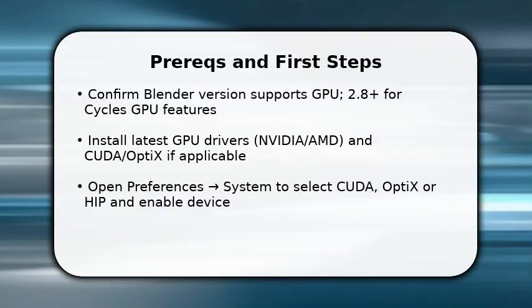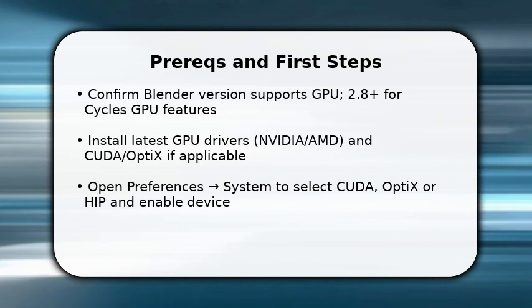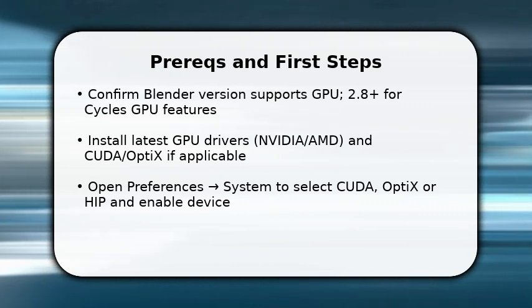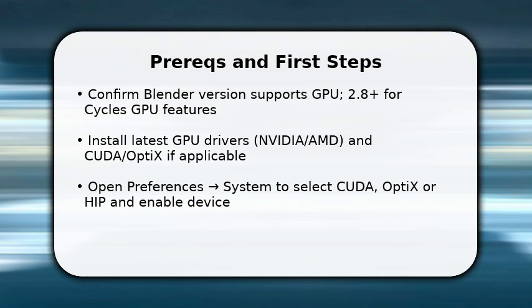You need working drivers and a supported Blender build. Install the latest GPU drivers now. Once done, launch Blender and open Edit > Preferences > System. Here, you choose CUDA or OptiX for NVIDIA or HIP for AMD and check your card under Devices. Make sure to enable all GPUs you plan to use. This gets you into GPU mode. It's the essential first step, because Blender won't render on hardware that's not enabled at the system level.